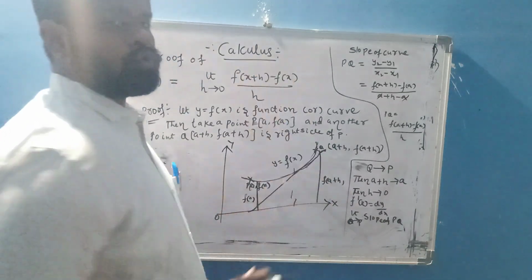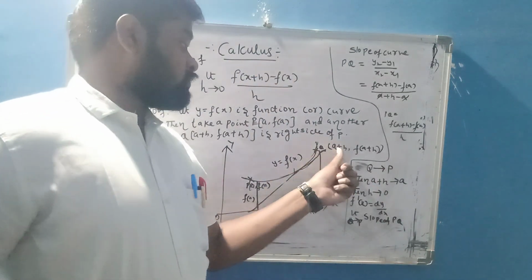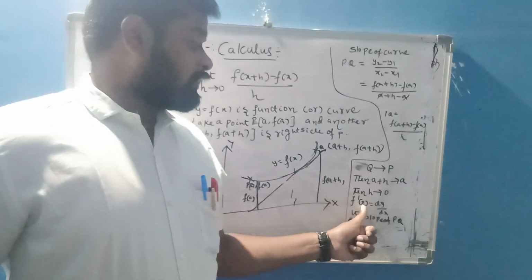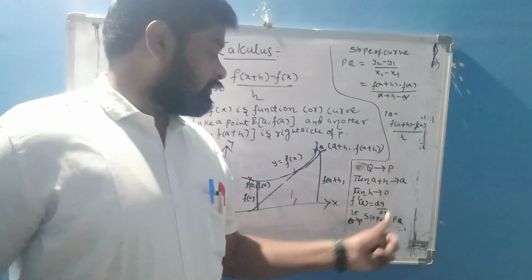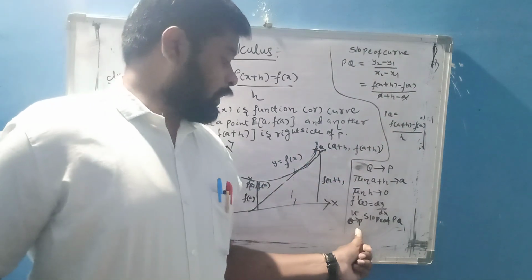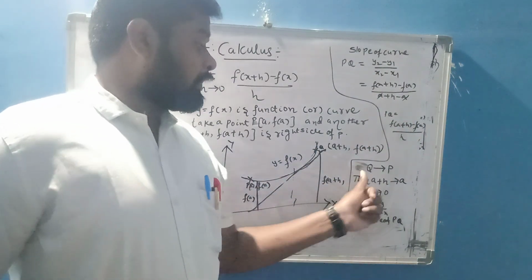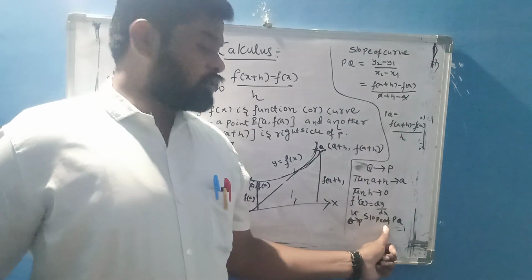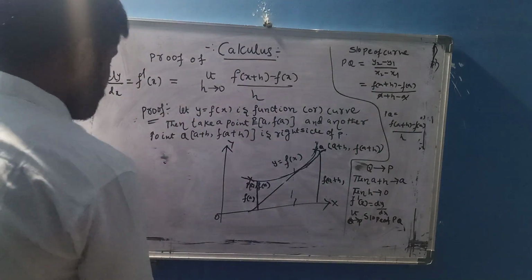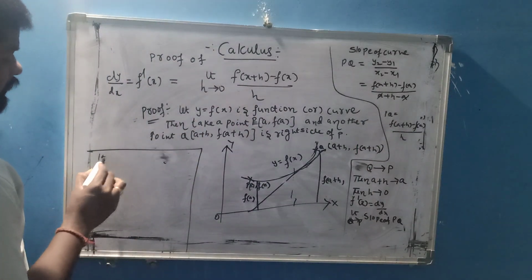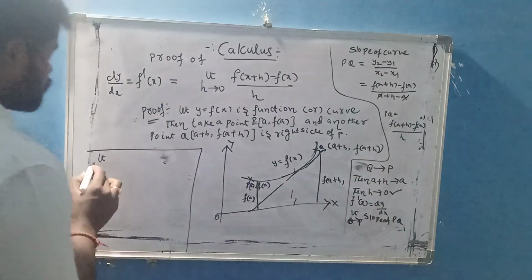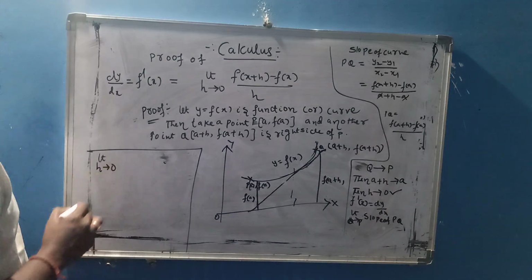I'm taking Q approaches P. Then Q approaches P means a plus h approaches a, then h tends to 0. After that, f dash of x equals the change of the function, dy by dx, applying the limit to this slope. How do we apply the limit Q approaches P to the slope of PQ? We already got the slope of PQ. Taking the limit Q approaches P, we apply a plus h tends to a, then h tends to 0.